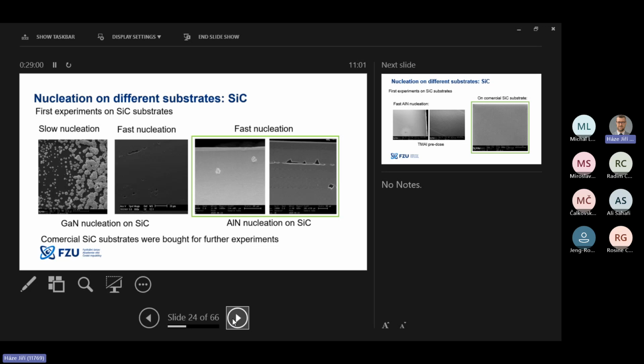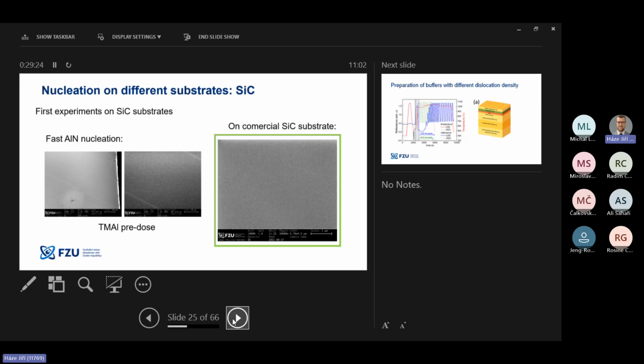On silicon carbide, it was also not easy, but probably because of the quality of the silicon carbide surface before epitaxy. When we use fast nucleation with, I think, a metal aluminum pre-dose, we get quite good results. But we had to use special commercial silicon carbide substrates, and then we get quite a low temperature.